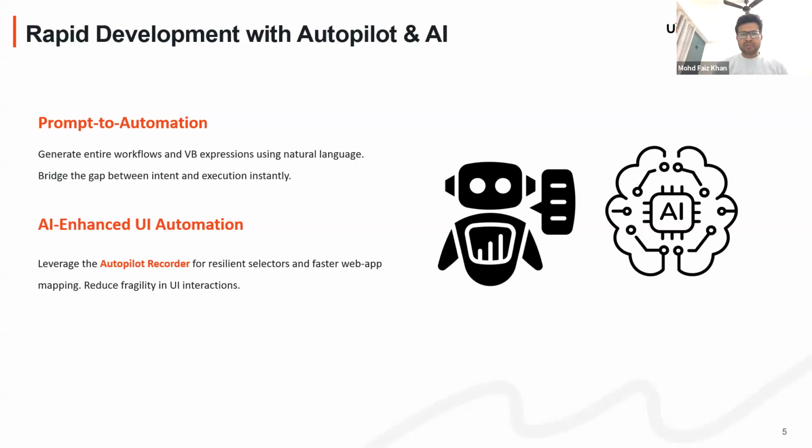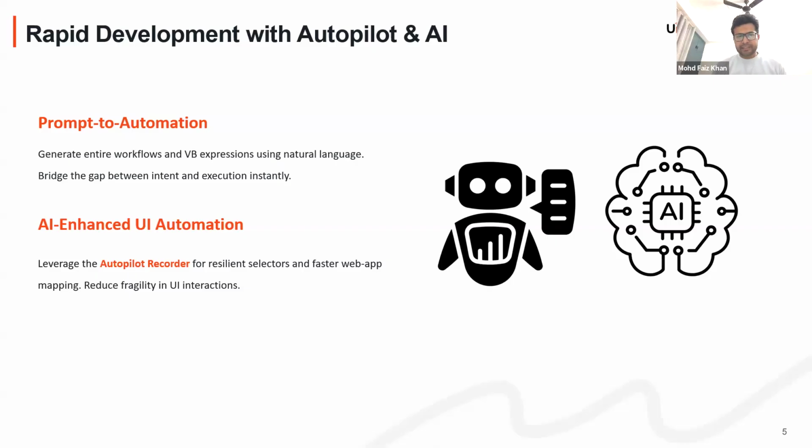Same way in the Studio Web, you just pass the prompt. The rest of the things will be taken care of by the autopilot itself. If you want to build end-to-end solutions, you can just pass the entire concise prompt or a detailed prompt to the autopilot, and it will create the end-to-end solutions.